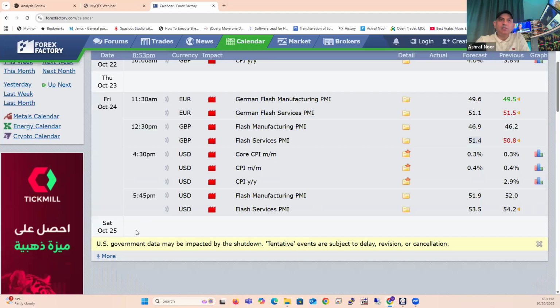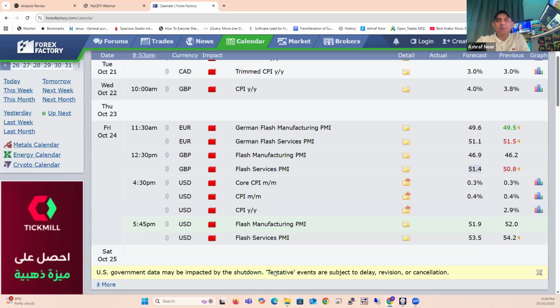But sometimes, as you know, if you read this statement at the bottom, you can see the US government data may be impacted by the shutdown. Tentative events are subject to delay, revision, or cancellation. So we'll see whether that situation is going to affect it or not. We'll find out probably on Thursday or Friday morning.